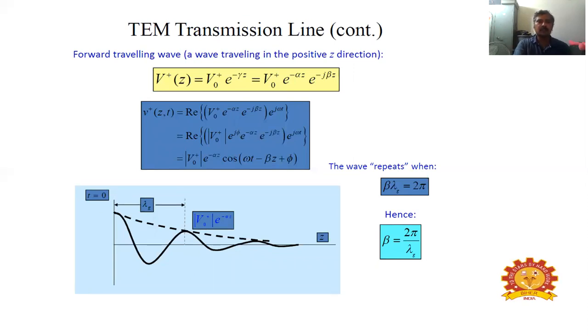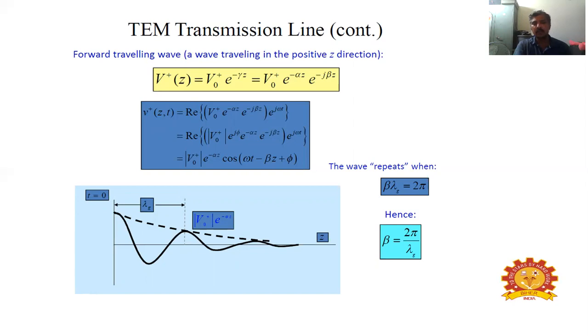The voltage has been described as V(z) = V0⁺·e^(−γz), that is equal to V0⁺·e^(−αz)·e^(−jβz). That is, V⁺(z,t) is equal to the real part of V0⁺·e^(−αz)·e^(−jβz)·e^(jωt). That is equal to the modulus of V0⁺·e^(−αz)·cos(ωt − βz + φ).